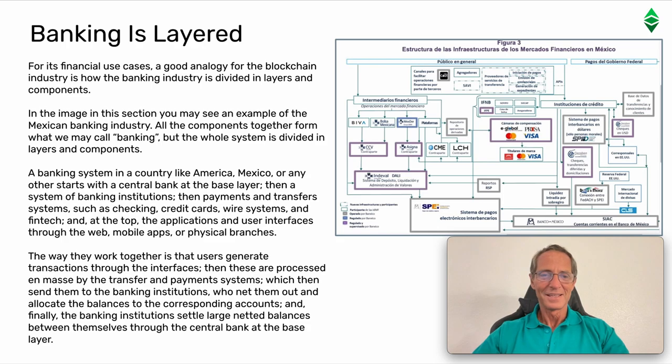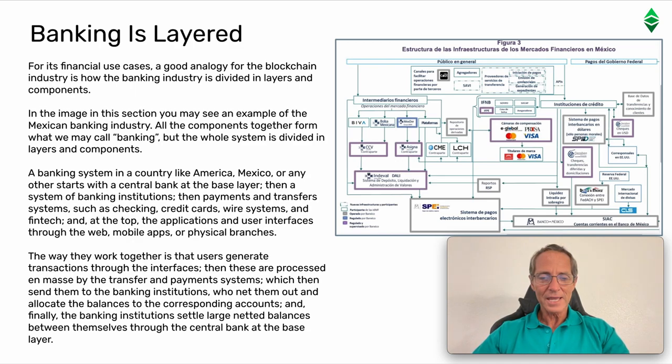Banking is layered. For its financial use cases, a good analogy for the blockchain industry is how the banking industry is divided in layers and components. In the image in this section, you may see an example of the Mexican banking industry. All the components together form what we may call banking, but the whole system is divided in layers and components. A banking system in a country like America, Mexico, or any other starts with a central bank at the base layer, then a system of banking institutions, then payments and transfer systems, such as checking, credit cards, wire systems, and fintech, and at the top, the applications and user interfaces through the web, mobile apps, or physical branches.